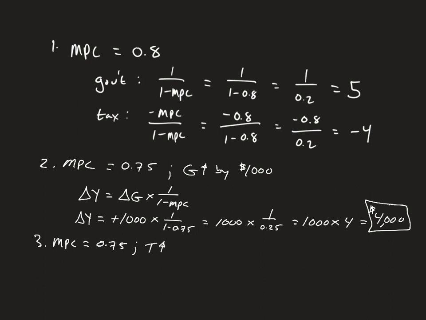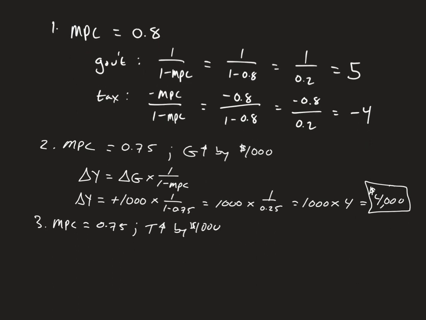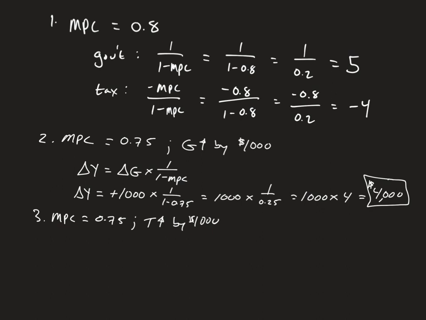The next thing we did, if MPC is equal to 0.75, almost the same, only now we're seeing taxes go up by $1,000. I'm going to move this just a little bit so we have a little more room to work. Same thing: change in GDP is going to equal my change in taxes times the multiplier, which is negative MPC over 1 minus MPC.